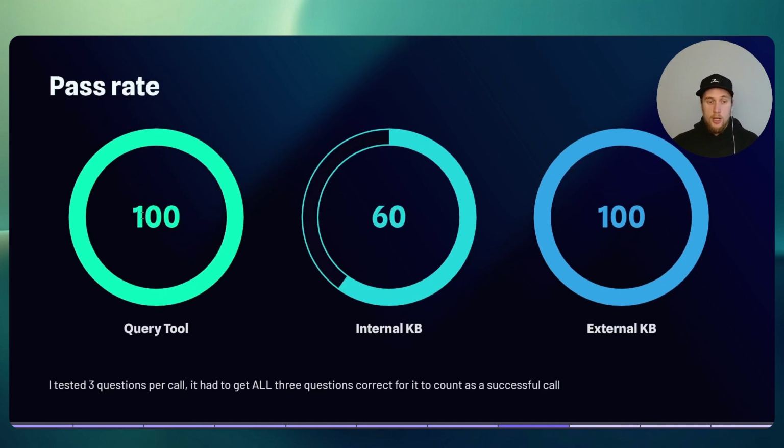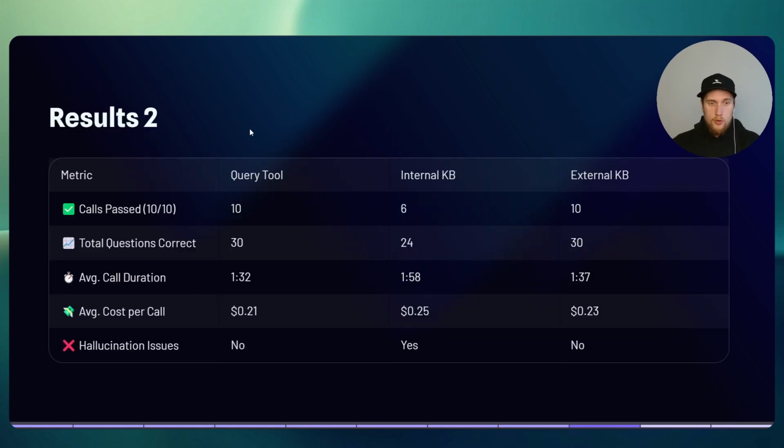Interestingly enough, the pass rate for the query tool and external KB was 100% for each one. So they got 30 questions right. For the internal KB, it did much worse. Only 6 out of the 10 calls were answered properly. And then some of the calls even got 2 questions wrong completely. So the results for round 2, we had only 6 of them right. The total questions, it actually got 6 questions wrong out of the 30.